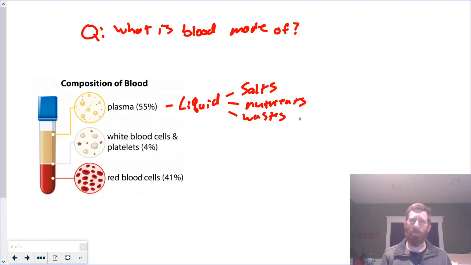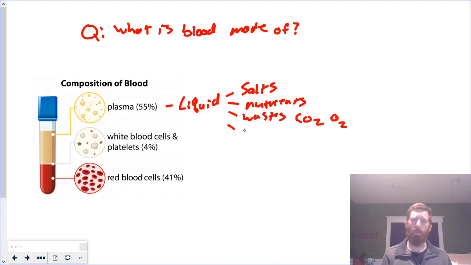And then, of course, we mentioned it, but we'll write it down: gases. So CO2 and O2 are carried, some of it in the liquid part of the blood. Most oxygen is carried by the red blood cells. We'll get to that though. CO2 is all carried in the liquid part. How is it carried? Bicarb. There you go. H2CO3. So that's waste.